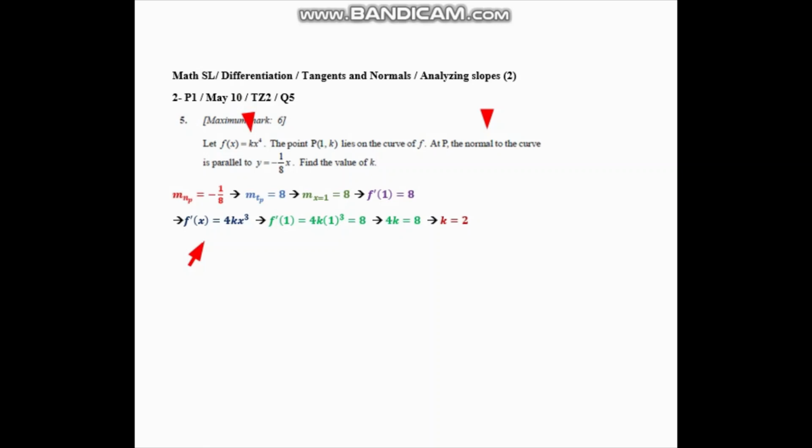We got 4kx power 3. And then since we got f dash of x, we can easily get f dash of 1 by replacing x with 1. So we get 4k1 to the power of 3, and that is equal to 8. And this is a simple algebraic equation, and we solve to get that k equals 2.